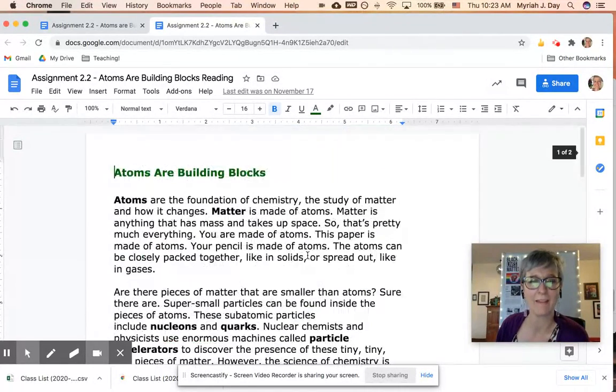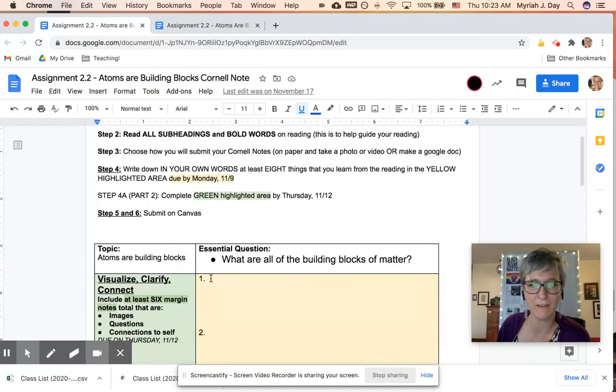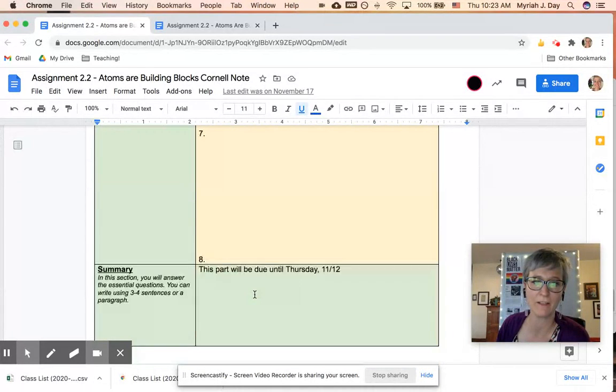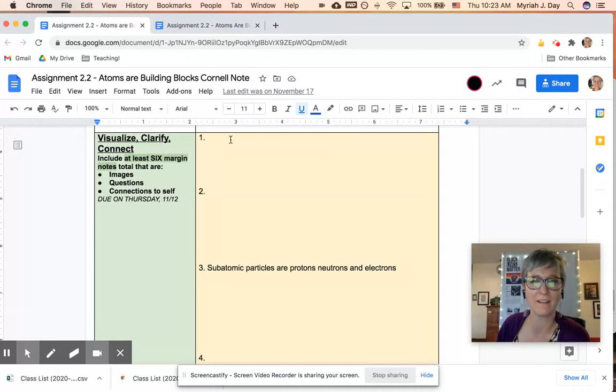So as I read this, I encourage you also to stop for a moment, stop the video, and go ahead and write down some things that you learn. As I'm reading, you want to be thinking, what are all the building blocks of matter? You've got 8 things to write down in this Cornell note. So as you hear it, go ahead and write down what you hear.